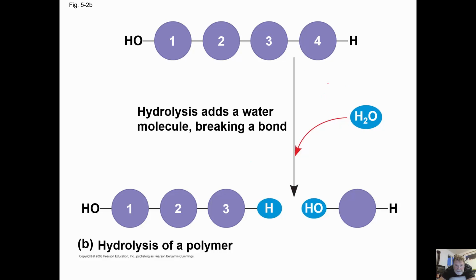In, again, hydrolysis, water breaking apart, we see where a water molecule is introduced into that one molecule to break a bond. We would protonate one side and we would put a hydroxyl group on the other side, and that would release the monomer for use elsewhere.